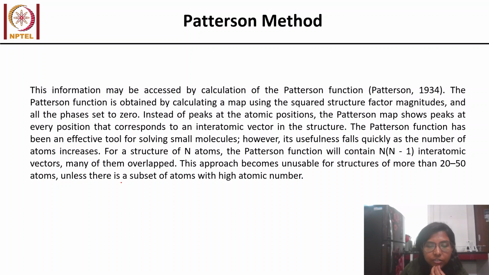So the Patterson function has been an effective tool for solving small molecule structures. However, its usefulness falls off quickly as the number of atoms increases. If we have a structure with n atoms, then the Patterson function will contain n² − n interatomic vectors, many of them overlapped. This approach becomes unusable for structures containing more than 20 to 50 atoms unless there is a subset of atoms with high atomic number.